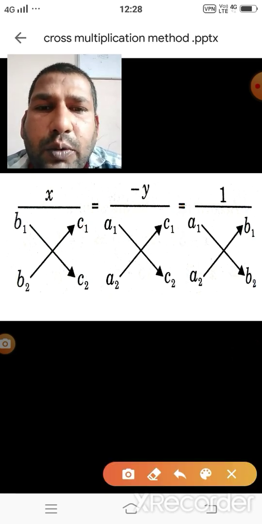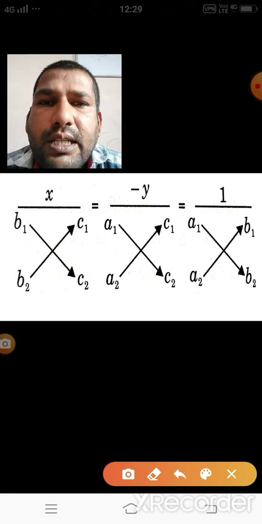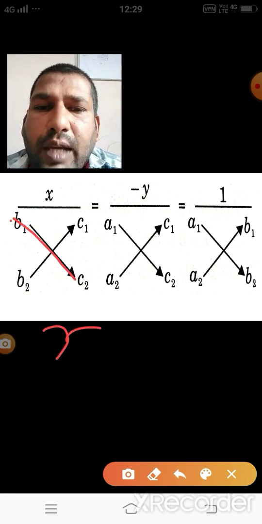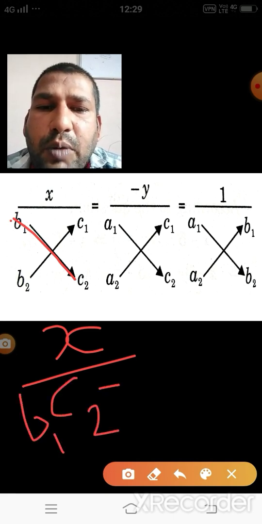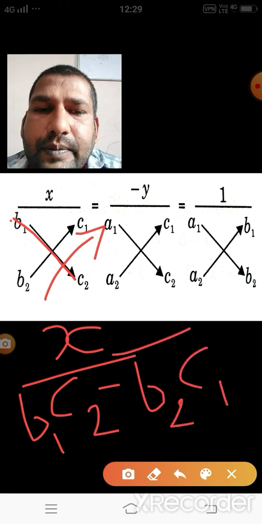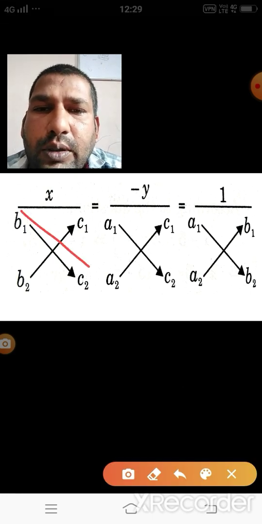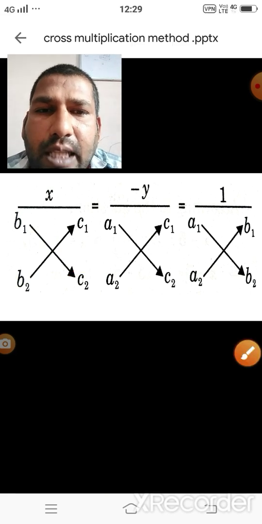Then we have to cross multiply, because the method name is cross multiplication. For x upon, going up to down we get b1 c2. Then we put a minus sign, and down to up it is b2 c1. I think this is clear now: up to down minus down to up. Same for the other one, minus y upon.